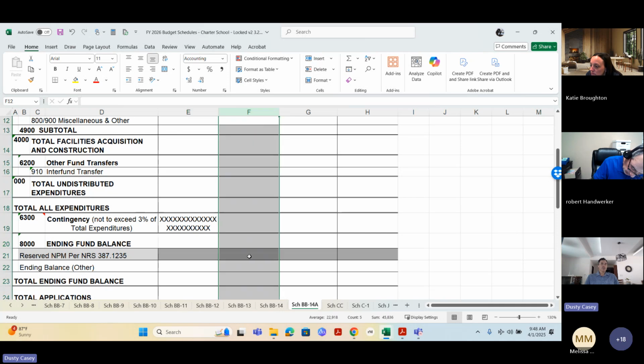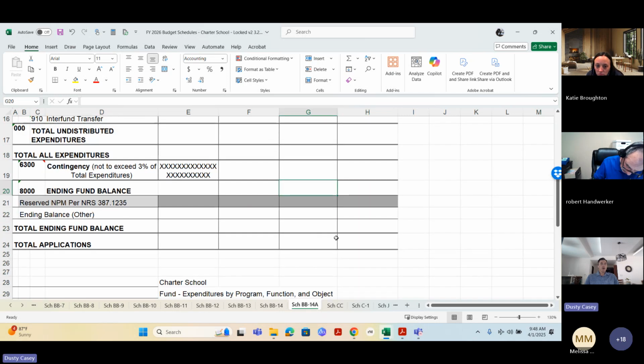Column F, of course, is your current fiscal year's budget. And in column G is your tentative budget. H will be your June budget. Okay. Total ending fund balance right there. Total applications. I believe this is the sum of your total expenditures, contingency, and your ending fund balance. This should basically be all of that totaled in line 24.